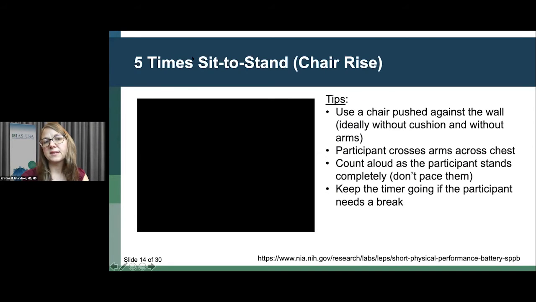The last portion of this is the 5 times sit to stand or the chair rise test. And this is just done with a chair in the clinic, which is the nice thing about the short physical performance battery, really no additional equipment. Ideally, it's a chair that doesn't have a thick cushion on it or that doesn't have arms on it, so they're not worried about hitting their elbow on the way back down. And then you want to push the chair against the wall so it's not sliding out from under them. They keep their arms crossed across their chest while they're standing, and then the observer counts aloud as they stand, again, not pacing them, but allowing them to set their own pace. And if you want to go ahead and show this video clip.